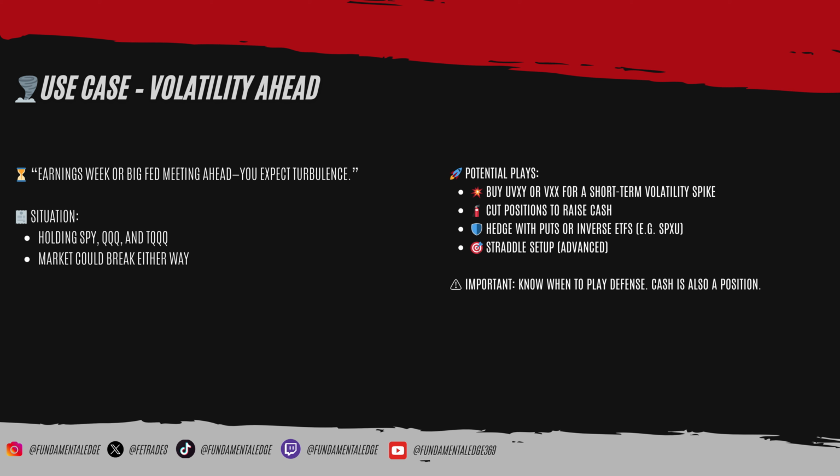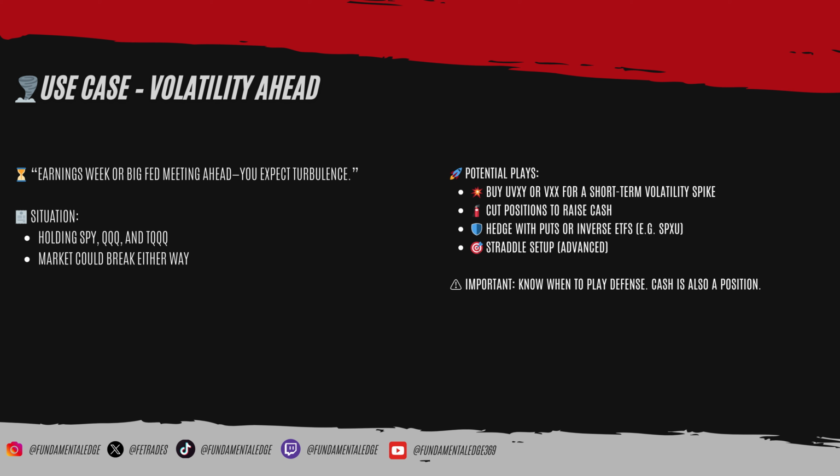So what do you do? Option one, volatility plays. You pick up instruments like UVXY or VXX. These spike when volatility spikes, and they're a great way to profit from the fear itself, not the direction. But remember, these decay fast. They're for short-term hedges, not investments.